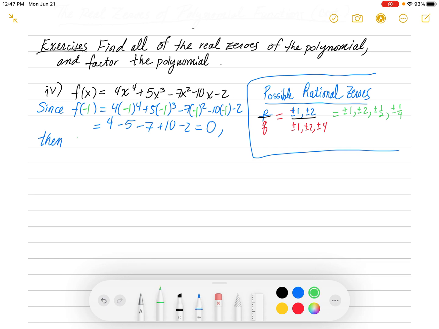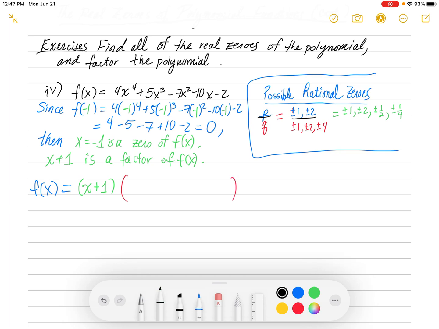So since f of negative 1 is 0, that means x equals negative 1 is a zero of the polynomial f of x. In other words, x plus 1 is a factor of the polynomial f of x. So if I write down my polynomial f of x, that means it factors into x plus 1 times something else. We'll figure out what that is. So I have one of my zeros.